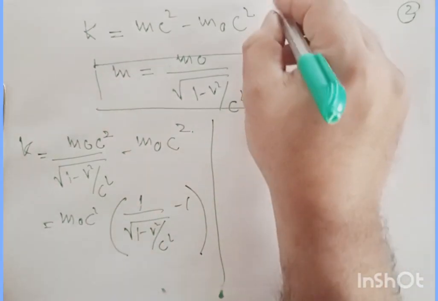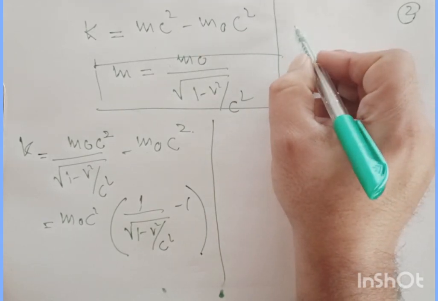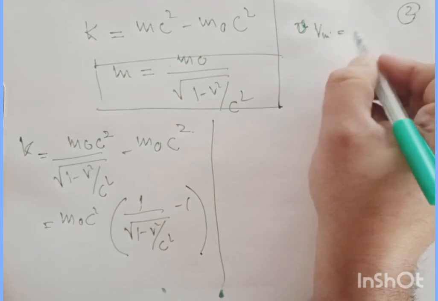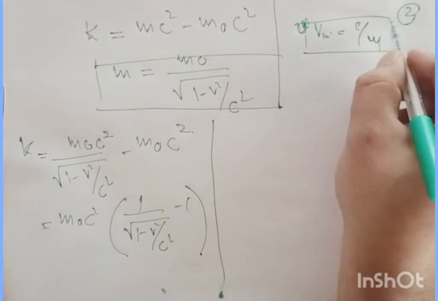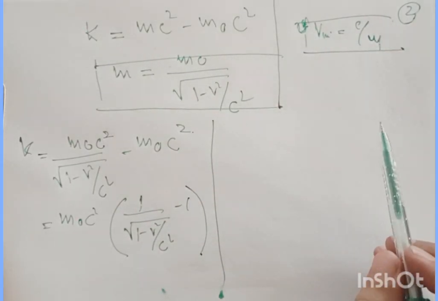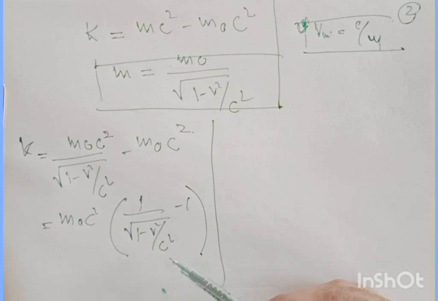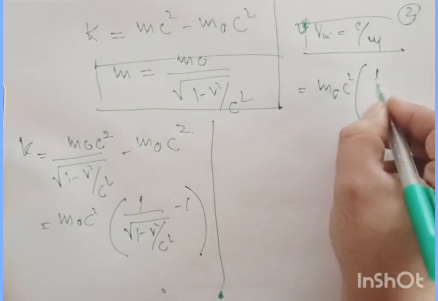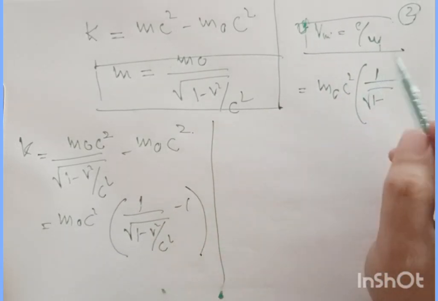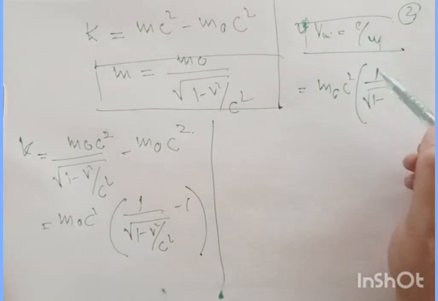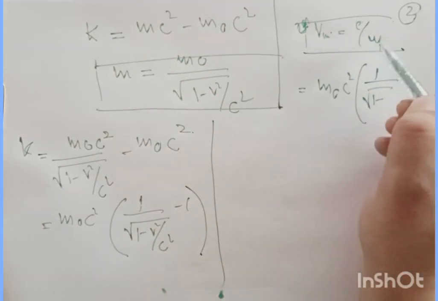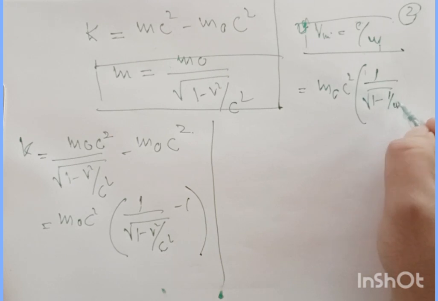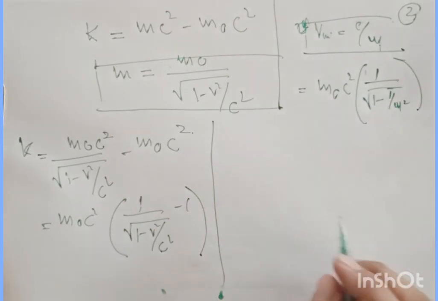But as we know, we have the minimum threshold velocity. This is V minimum, and it is simply c by μ. So if we use the same formalism here, we will have m₀c² times 1 by the square root of 1 minus, instead of v², c²/μ², and c² will cancel, so it will be 1 by μ². That should be the case.